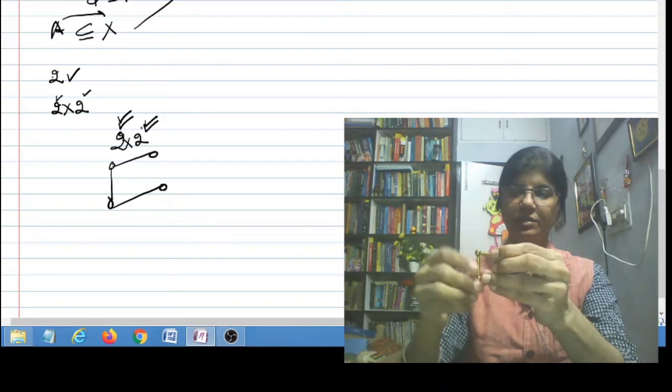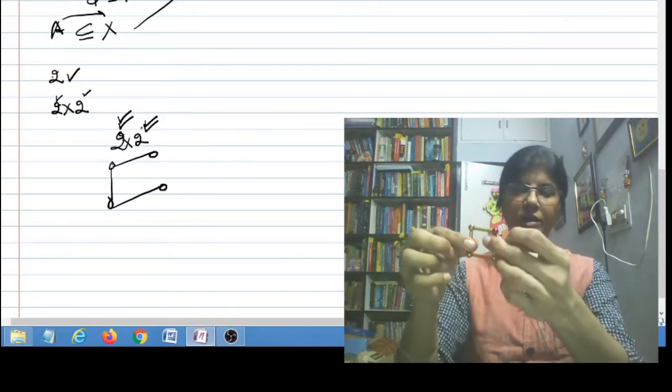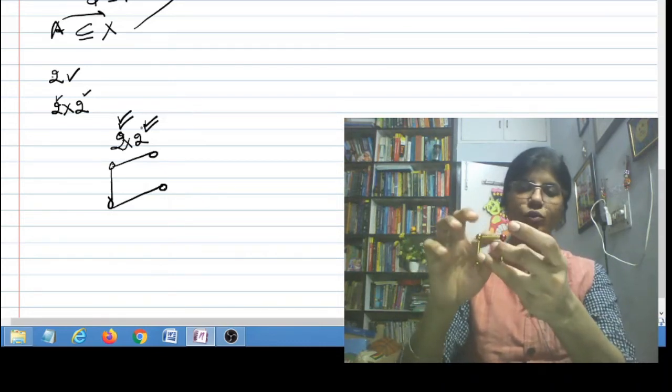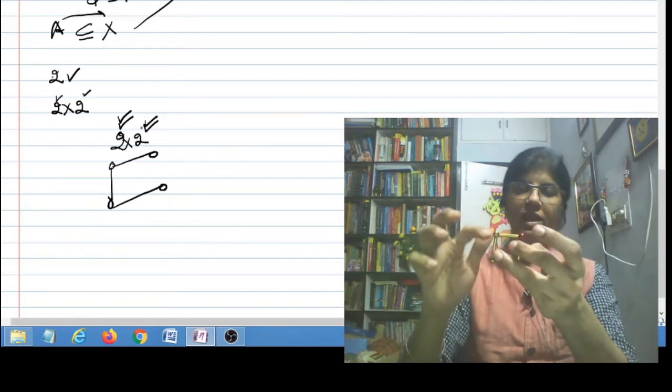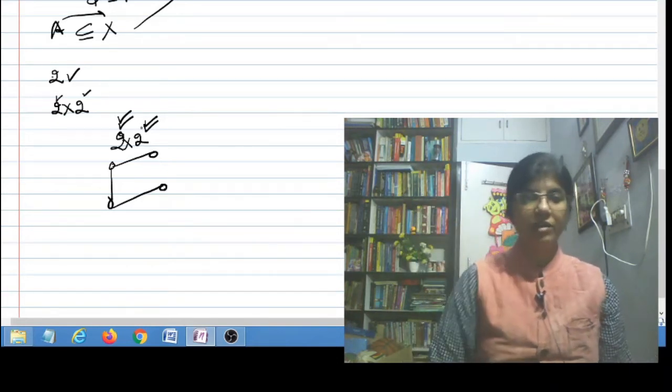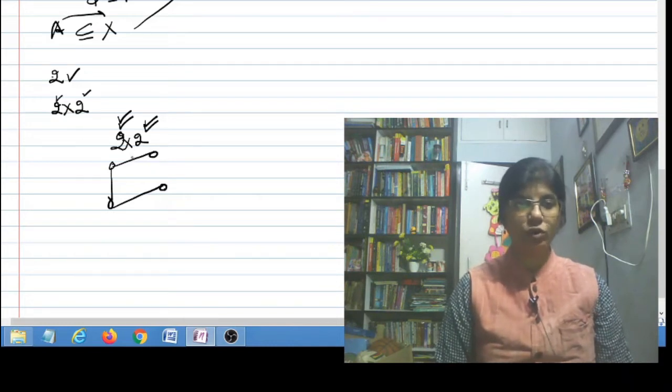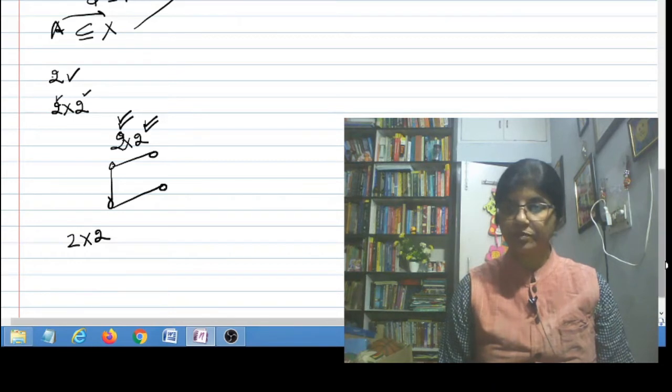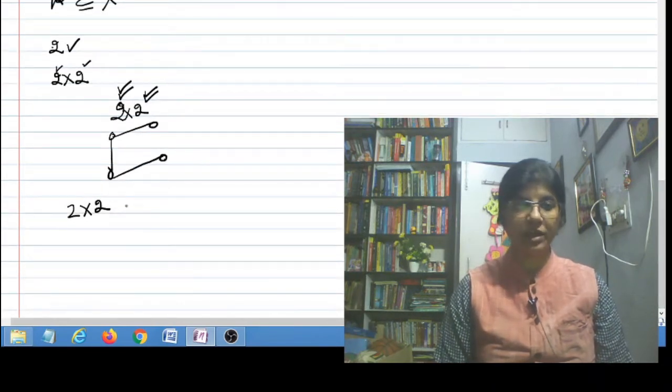So this is what you have. This is 2, this is 2, and then I have joined the corresponding vertices. Now I have found out the Hasse diagram for 2 cross 2. Now once you have found out the Hasse diagram for 2 cross 2, this is the Hasse diagram for 2 cross 2.